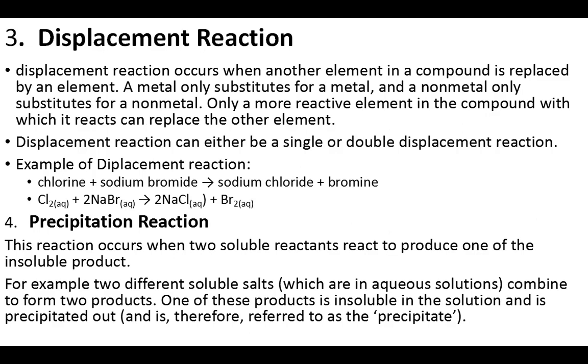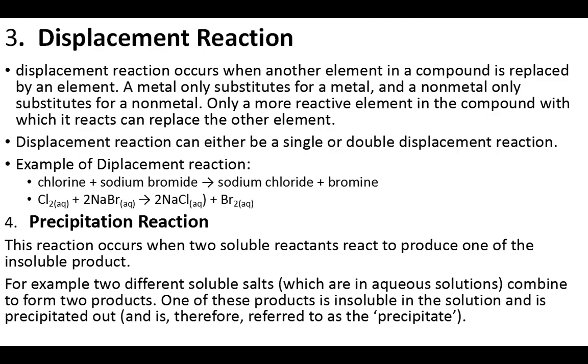The other type of chemical reaction is the displacement reaction. The displacement reaction occurs when an element in a compound is replaced by another element. A metal only substitutes for a metal, and a non-metal only substitutes for a non-metal. So that should be clearly known when a displacement reaction takes place. Now, it only happens if a more reactive element can replace the other element in the compound with which it reacts.